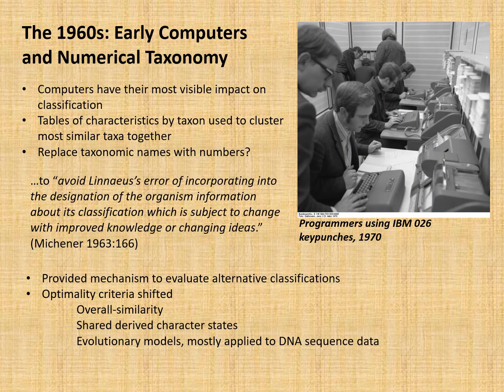Early computers in the 1960s had their most visible impact on classification. Tables of characteristics by taxa were used to cluster most similar taxa together. But just as databases rely on unique keys to tie together various tables of data, computer scientists proposed that unique numbers linked to tables of characteristics would be superior to Linnaean names.